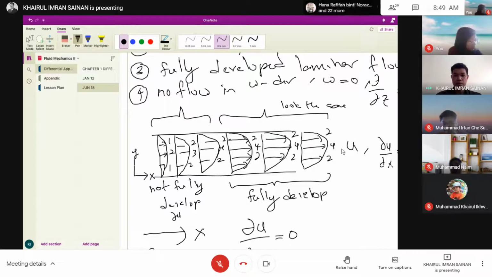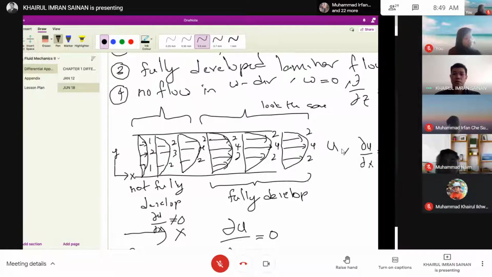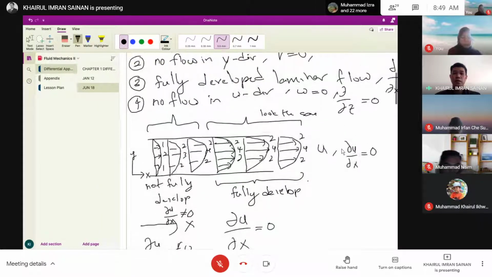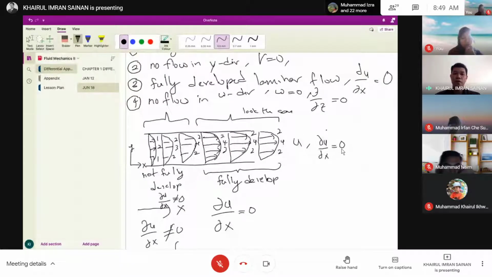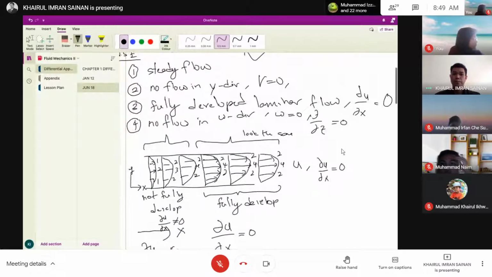Del U over del X for this region is not going to be 0 because there is a change of component velocity in X direction. 1, 2, 1, and then suddenly becomes 2, 3, 2, and then suddenly becomes 2, 4. Right? So since we assume fully developed laminar flow for assumption number 3, del U over del X equals 0.